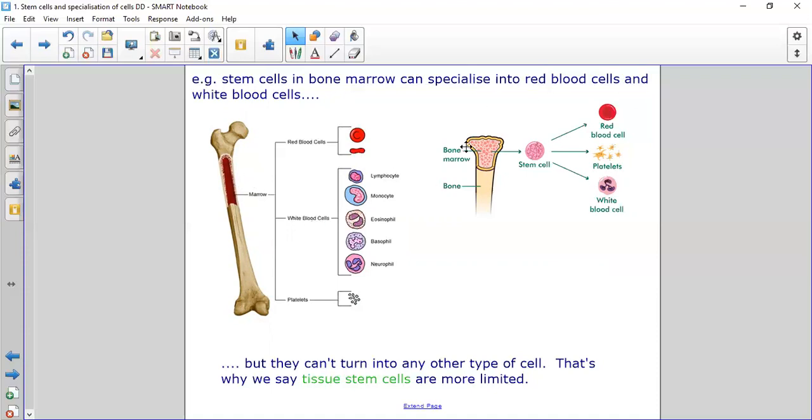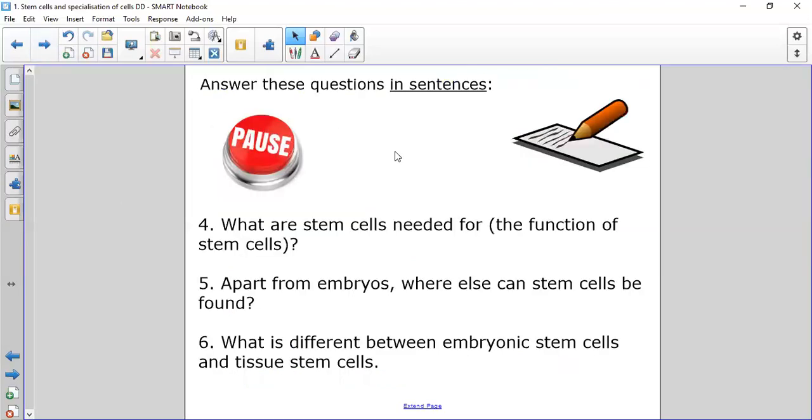Right? This is just another diagram showing the same thing. The tissue stem cells found in this bone marrow, they could become red blood cells, they could become platelets, they could become white blood cells. But that's all. They could not become any other type of cell. We say that tissue stem cells are more limited. Right, another time to pause and answer 4, 5, and 6 in sentences in your jotter.